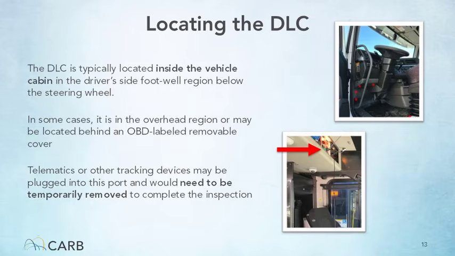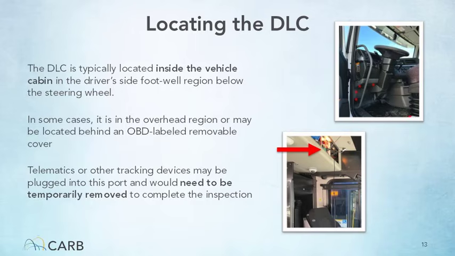The DLC may be located in a variety of areas in the vehicle cabin. The DLC is typically located inside the vehicle cabin in the driver's side footwell region below the steering wheel. The red asterisk on the top photo represents areas where the DLC may be located in the driver's side footwell region. Occasionally, the DLC is located in the overhead region in the vehicle cab above the driver, such as in transit buses. The red arrow in the bottom picture represents where the DLC may be located in an overhead region.